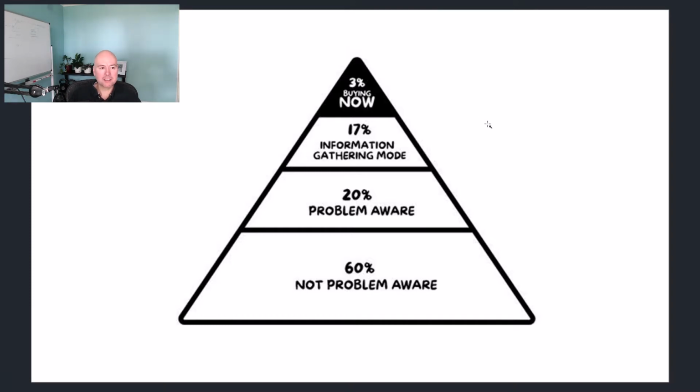So the idea is that this triangle or pyramid represents your entire possible target audience. These are all people who might be able to buy from you, the people that you could help with your solution. The problem is that only about 3% of these people are actually making a buying decision right now, and the rest of them are in different stages of that journey. And most marketing is aimed right up here at this 3% mark.